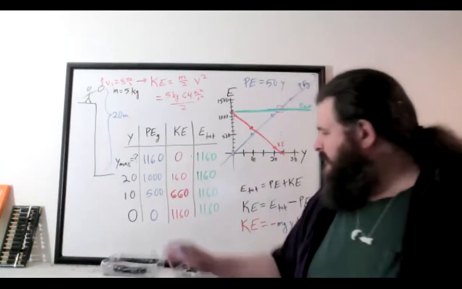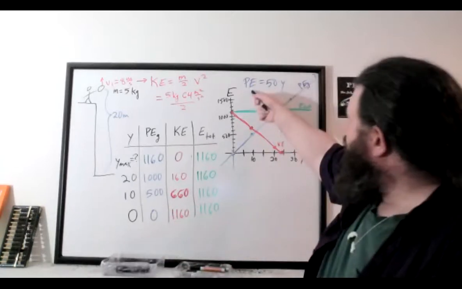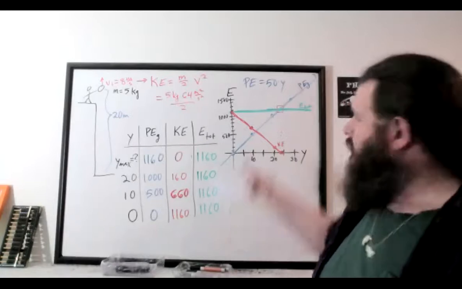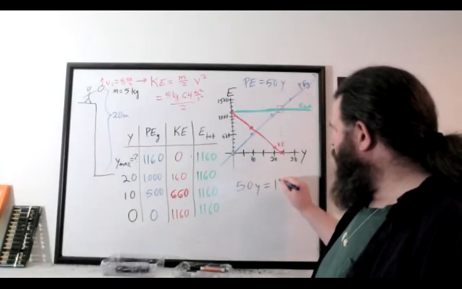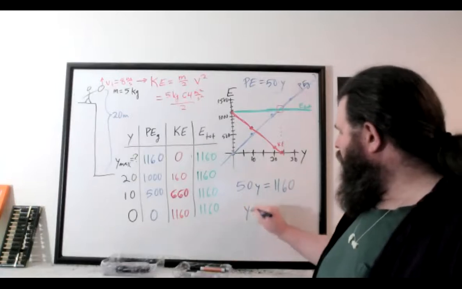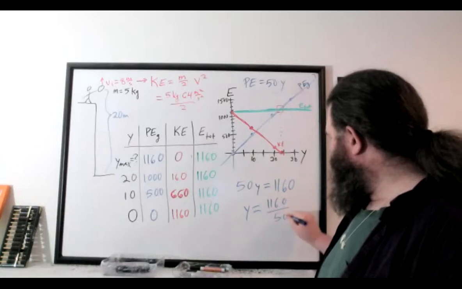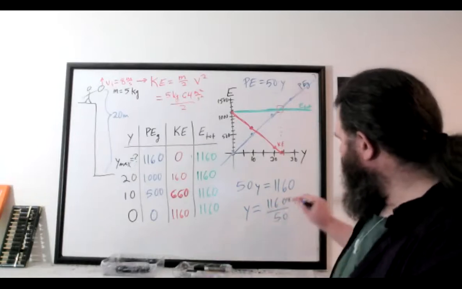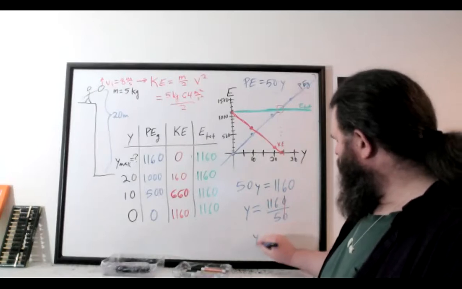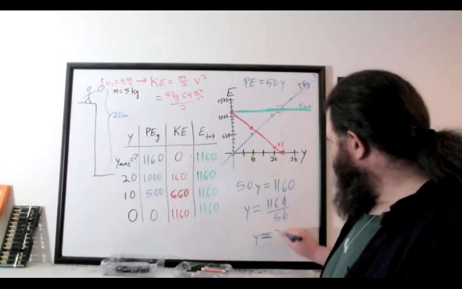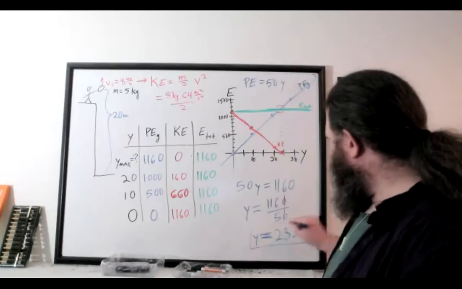You'd set 50y equal to 1,160. Yeah, because we already know potential energy of gravity is given by 50 times y in this case, mass times gravity times y. So we can say 50y equals 1,160, and then we can solve for y just by dividing both sides by 50. Looks like the times 10s cancel out, and that's 23 and a fifth. So there's the y max.